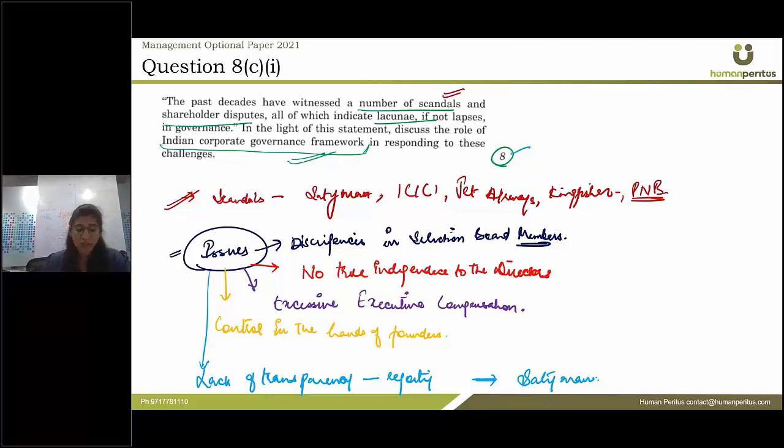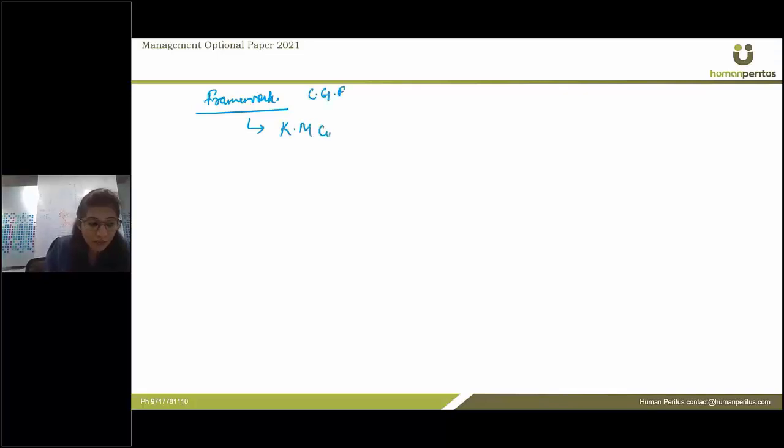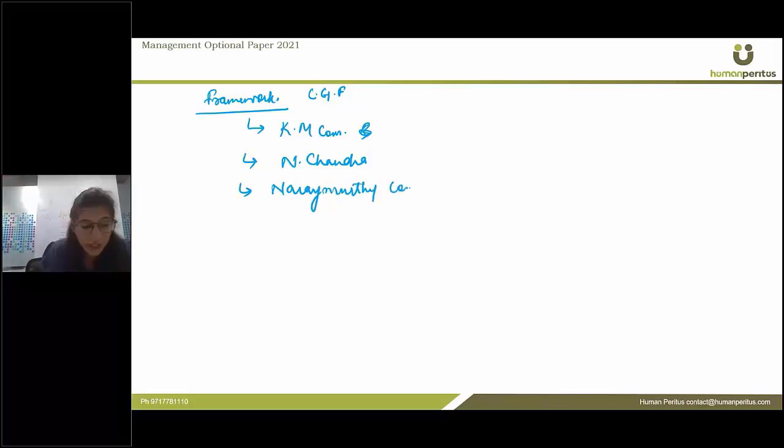Now the next step should be explaining the framework of Indian corporate governance. So what is the framework? You can write some of the committees' names here, building up your answer. You can cite the various committees related to the corporate governance framework, such as the Kumar Mangalam committee, the Naresh Chandra committee, and the Narayan Murthy committee. These all recommended various reforms to be introduced in the company's laws or the SEBI Act, so that the corporate governance framework can be enriched.